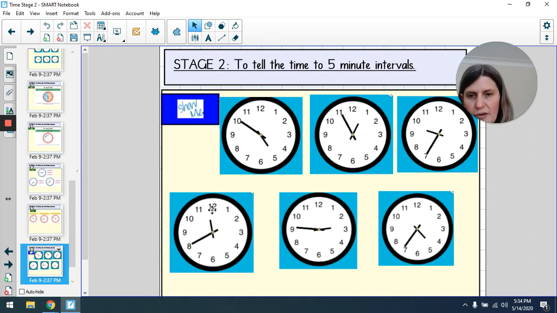It's going to be 12 o'clock. It's 20 minutes to 12, or we'd say 11:40. It's going to be 3 o'clock, and there are 15 minutes until it's 3 o'clock, so we'd say 15 minutes to 3 or 2:45. It's going to be 5 o'clock, and there are 25 minutes until it's 5 o'clock, so we say 25 to 5 or 4:35.